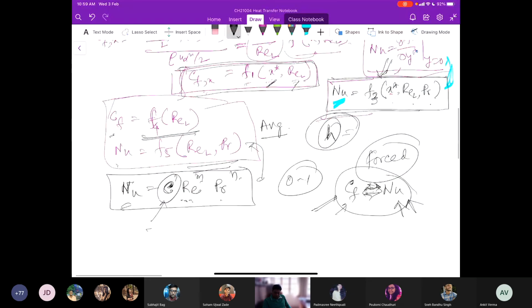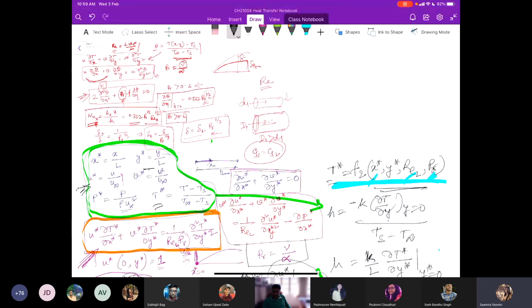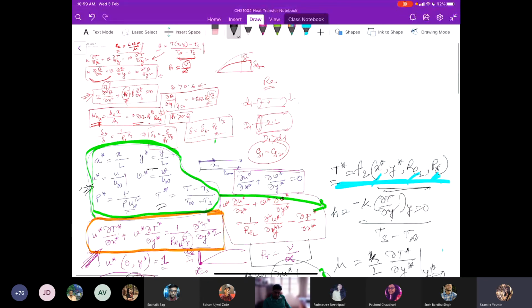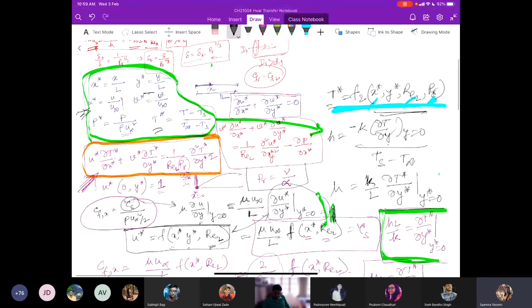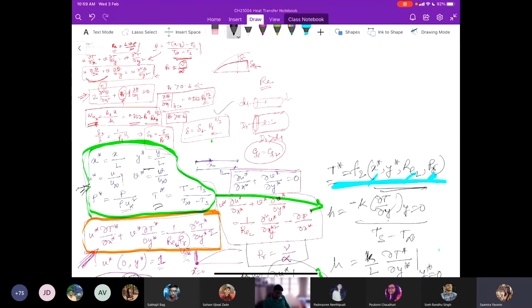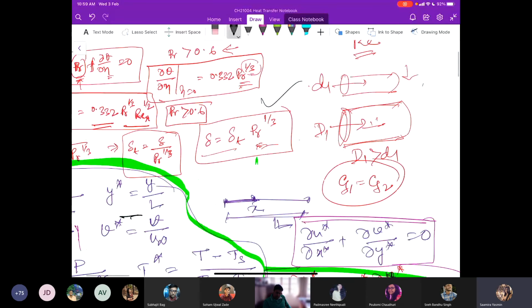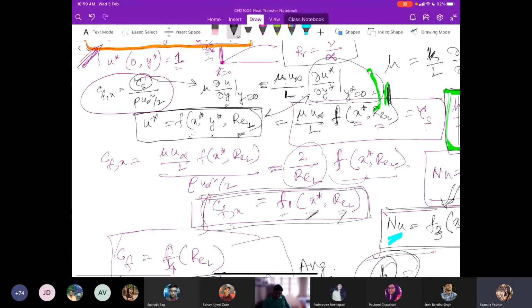So till this point, any question anyone has? Yes, sir, I have a doubt. Sir, you wrote the relation for del theta by del eta. How did you get it, after converting it in terms of theta? Which one, can you specify? The relation del theta by del eta at eta equal to 0 is 0.332 Prandtl number to the power 1 by 3. Oh, this one. Okay.